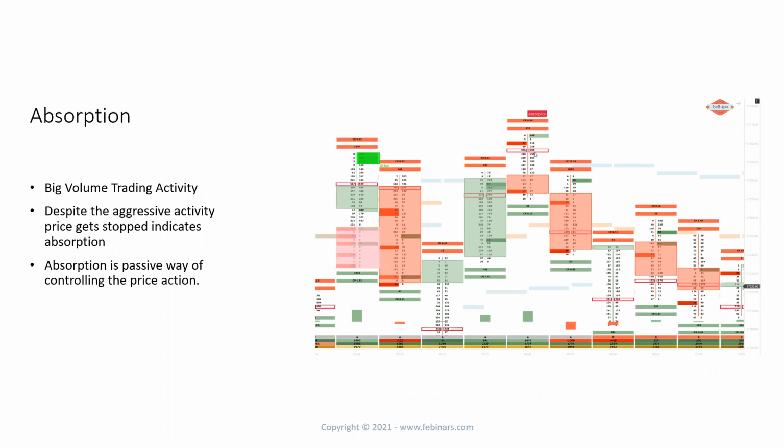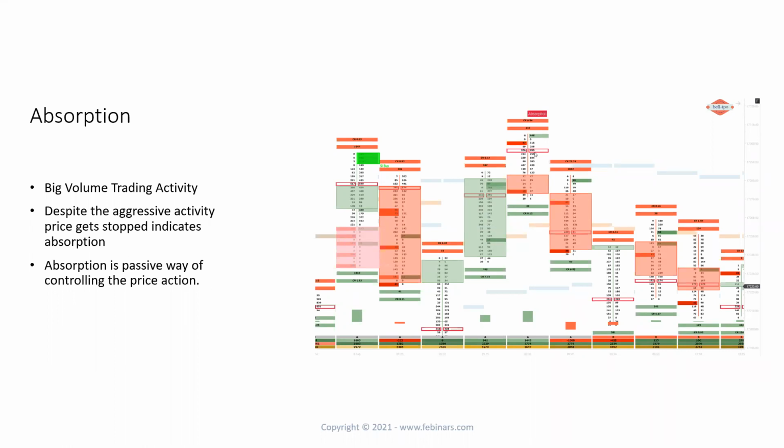Why is it called absorption? Because for every market order, the opposite party is going to be a limit order. We know that. So here, even though big buyers are actively coming in and trying to move the markets, the market will not move because the opposite party also comes with big orders. They'll be putting big limit orders and waiting for the fill.